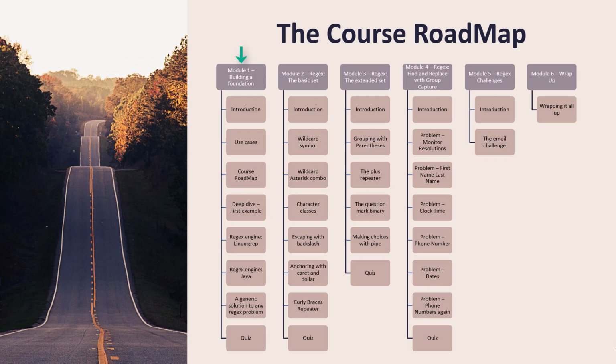The second module is the basic regular expression set. First, we go through an introduction. Then we see the period wildcard symbol. Next is a period and asterisk combination symbol. Next, we see what the character class is and look at multiple examples using character classes. Next, we look at escaping using backslash and again look at multiple examples of escaping.